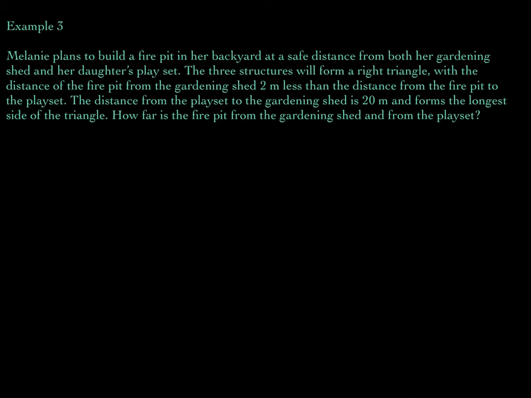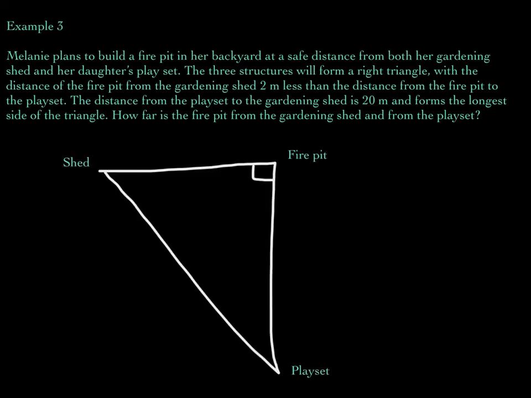So I think for sure here we need a picture. All right, so I've drawn the 3 structures and I've drawn a right triangle. Now, it does say the distance of the fire pit from the gardening shed is 2 meters less than the distance from the fire pit to the playset. So I do know that the fire pit is closest to the shed, okay? Now, it said, one more time, the distance from the fire pit to the gardening shed, so this distance here, is 2 meters less than this distance here to the playset.